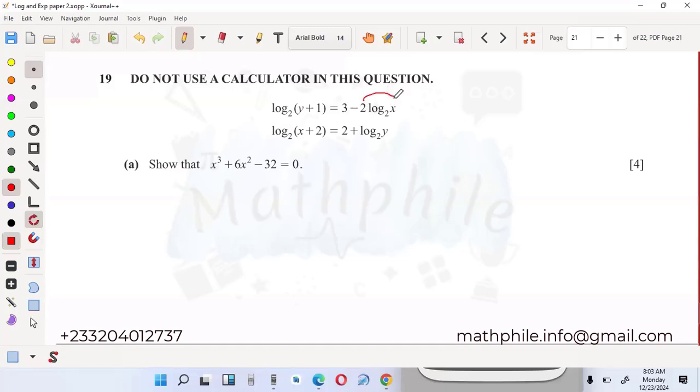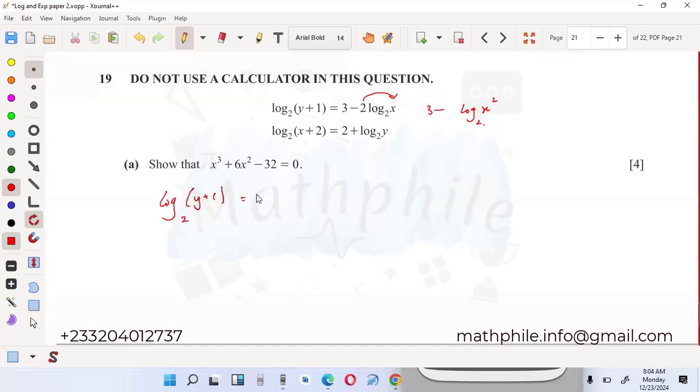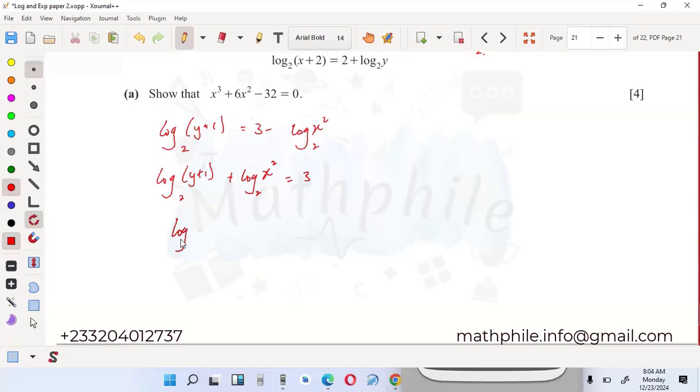So this thing will be written as 3 minus log x squared base 2. Do you agree? Okay, so we've got log y plus 1 base 2 is equal to 3 minus log x squared base 2. Grouping all the logs at one side, you get log y plus 1 base 2 plus log x squared base 2 equals 3. Then you get log x squared (y plus 1) base 2 equals 3. Then changing from logarithm to exponential, what will this one be?